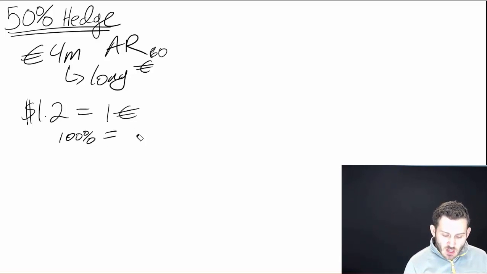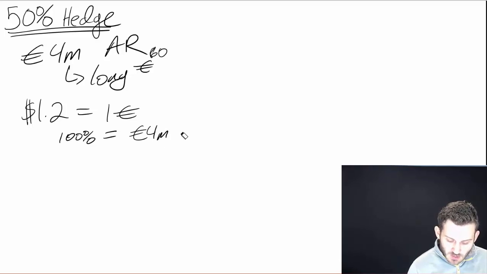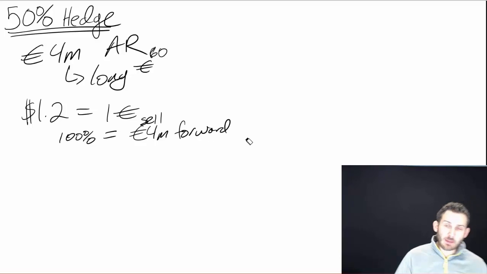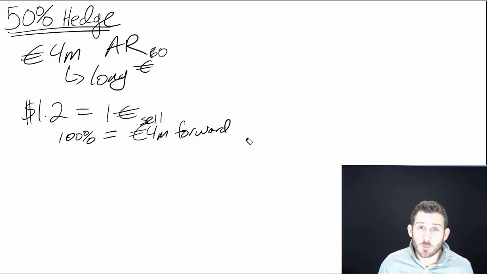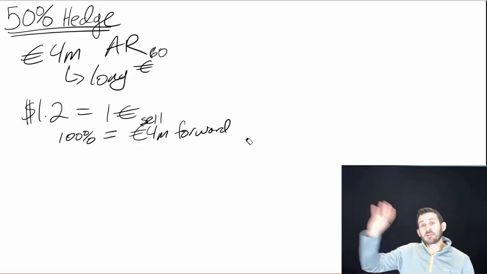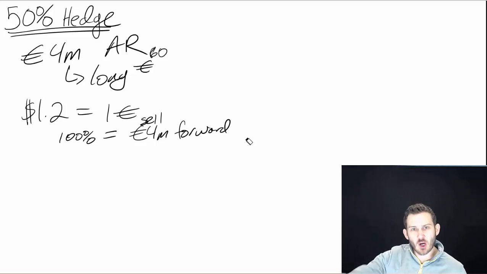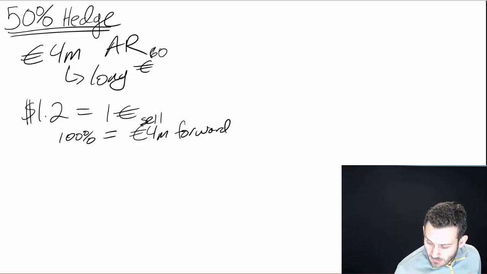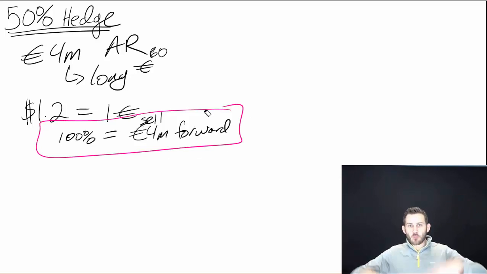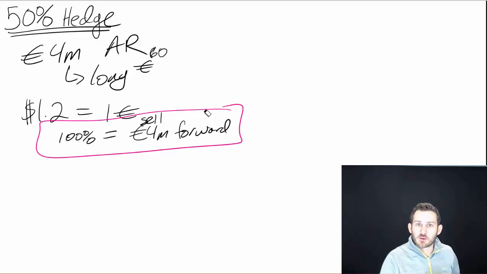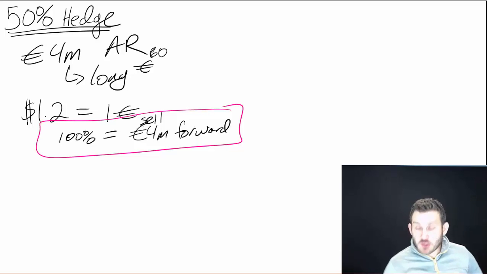If we're at a 100% hedge, we could sell 4 million euros forward, because I'm going to be receiving euros. The company that I sold to is giving me 4 million euros, so I can take those euros and sell them in the 60-day forward market and get dollars in exchange. That would be a 100% hedge, with no fluctuations whatsoever. It doesn't matter what the spot rate is in 60 days, I'm going to get it at $1.20. So that is how we could do a 100% hedge.